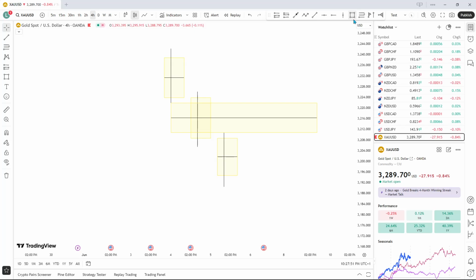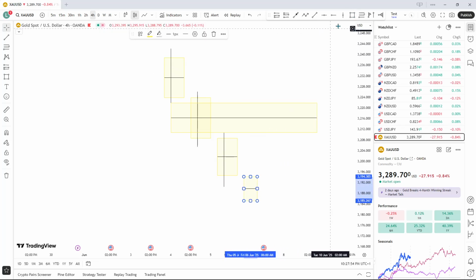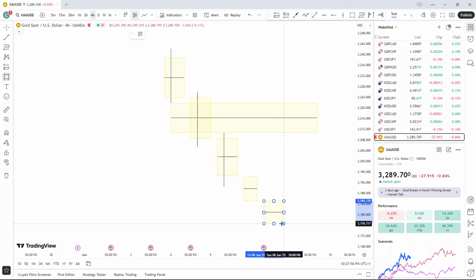And then again, you're waiting for a few candles to play out. So let's just say there's a few candles here that have just come in.